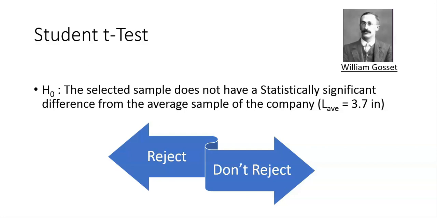In this method, different hypotheses would be evaluated. The main hypothesis is called null hypothesis. And the null hypothesis for this experiment is that the selected sample doesn't have a statistically significant difference from the average sample of the company. And the average sample has the length 3.7 inches. So this is our null hypothesis. And we're going to try this student t-test to decide whether to reject this sample or not reject it.